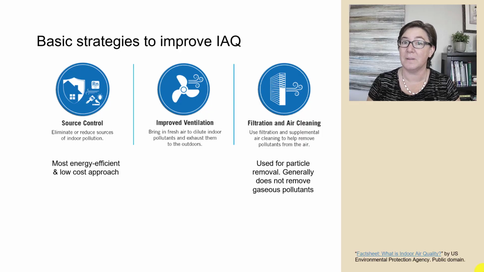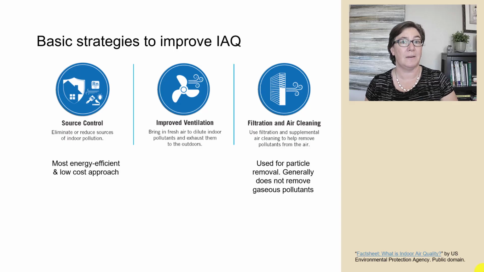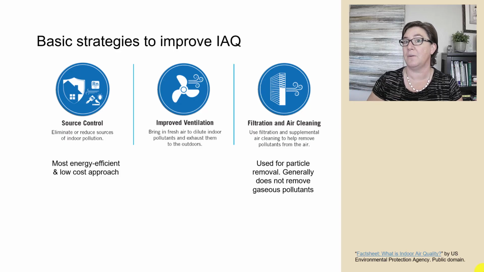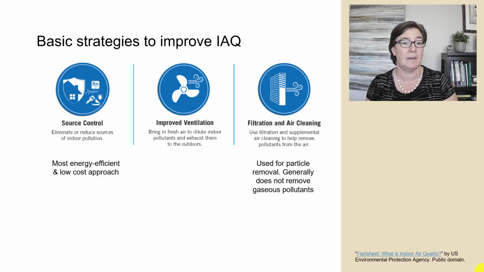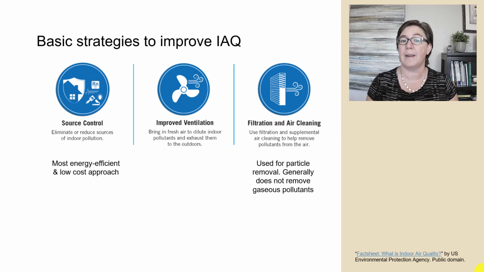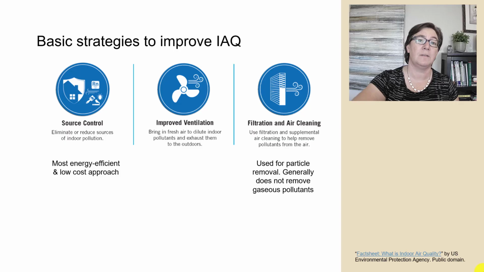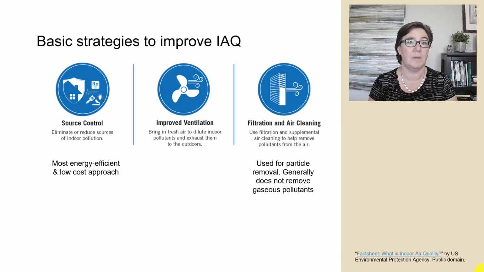Now that we know there's a problem, how do we fix it? How do we improve indoor air quality? There's 3 basic strategies. And the first one is the most energy efficient and lowest cost approach, so try this first. It's source control. You eliminate or reduce any sources of indoor pollution to improve the air quality. The next one is improved ventilation. Remember we said that often the outside air has fewer pollutants than the inside air. Therefore, we will try to bring fresh air in and exhaust the inside pollutants to the exterior.